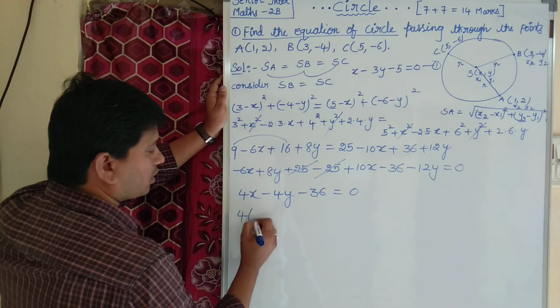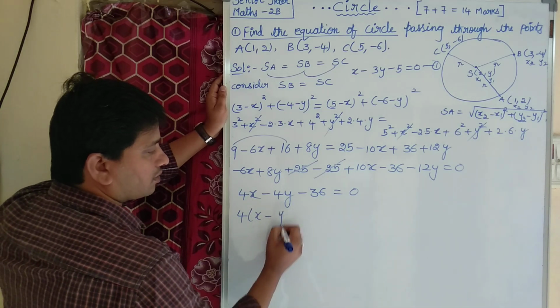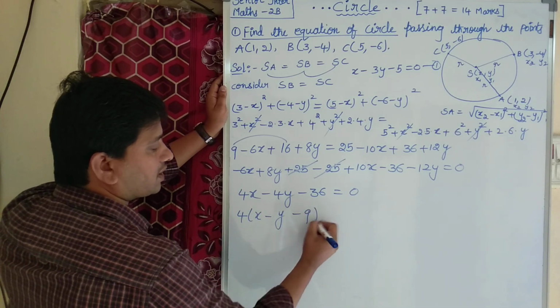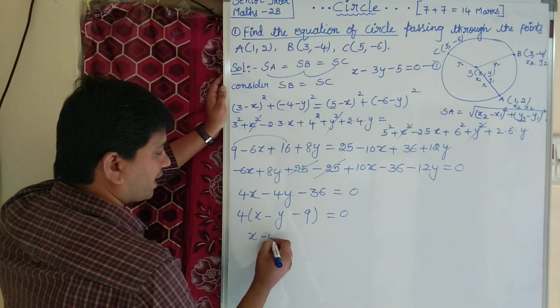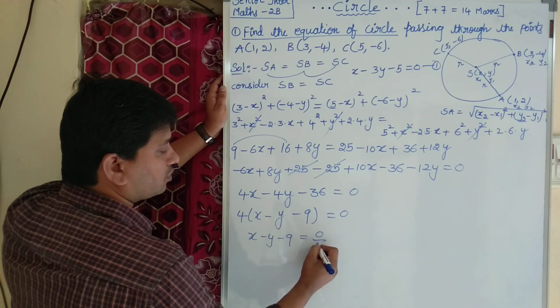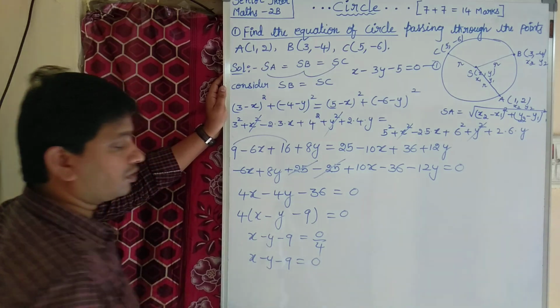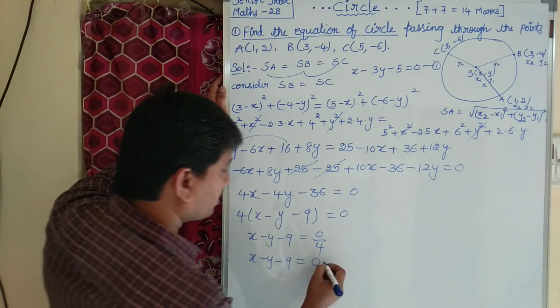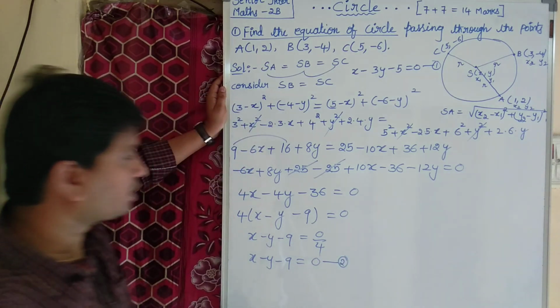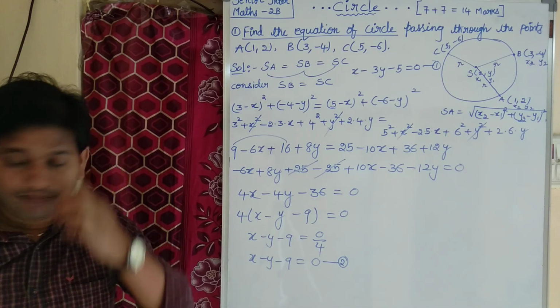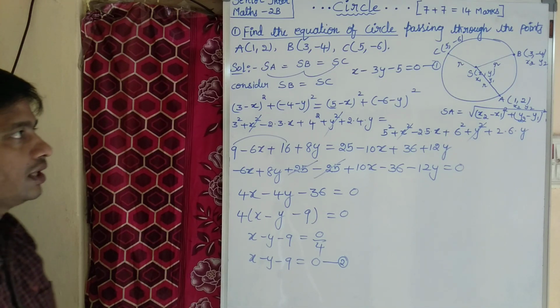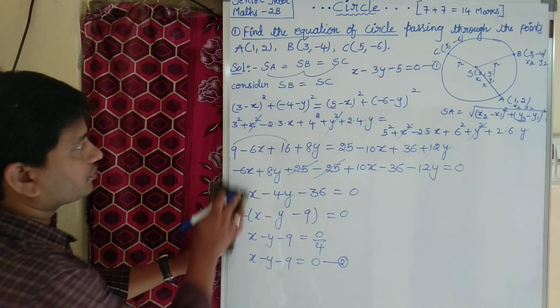Let us take 4 common. 4 into x is 4x, 4 into y is 4y, 4 nines are 36, equal to 0. So x minus y minus 9 equal to 0 by 4, which is equal to 0. So what is our equation number 2 children? Our equation number 2 is x minus y minus 9 equal to 0. Is it clear children? Okay.